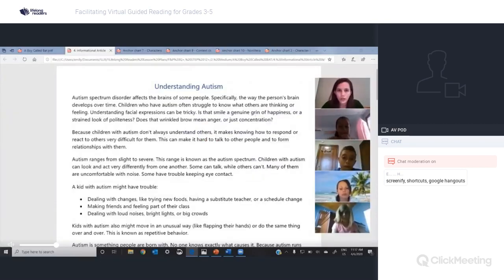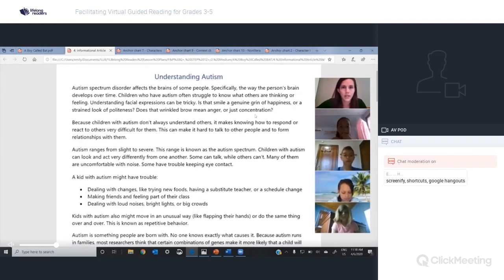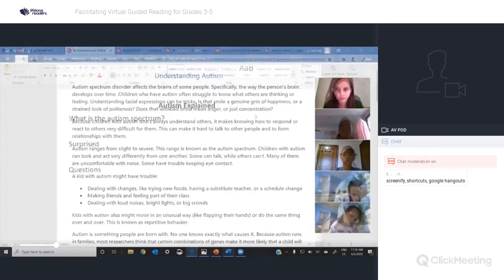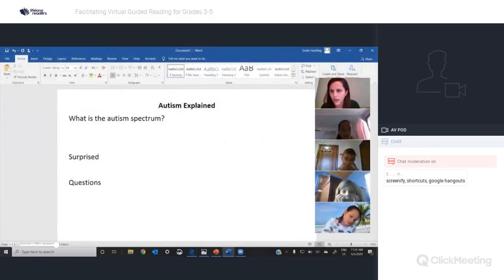Okay, so this article is called Understanding Autism. And so you know what to do, take your time with it. And when you're finished with this part, go ahead and put a thumb up, but take your time. It's called Understanding Autism. Does anybody feel like they could answer that question? What is the autism spectrum?